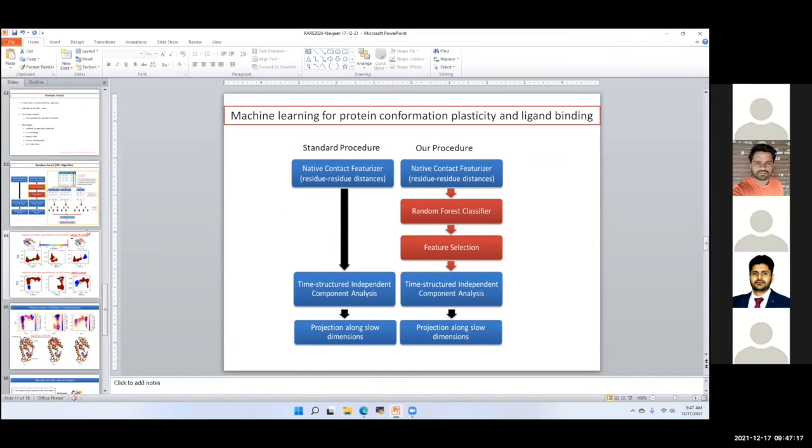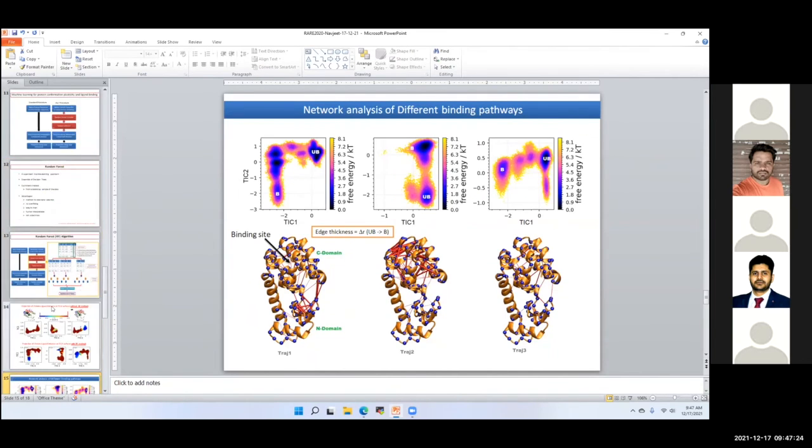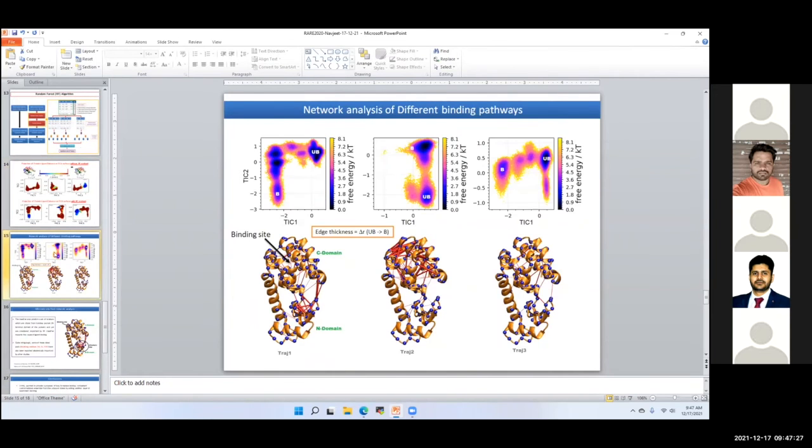I see. The last one: in one of your slides, I saw the unbound state is a bit deeper than the bound state. Probably that one or the next one. Yeah, the previous one, the first TICA 1, TICA 2 plot. Is the ligand getting stabilized in the solvent, in the unbound state? In this CV, I have not considered ligand positions. It's protein conformational plasticity only. I have considered an input CV which has only residue distances, and the ligand is not present in this CV.